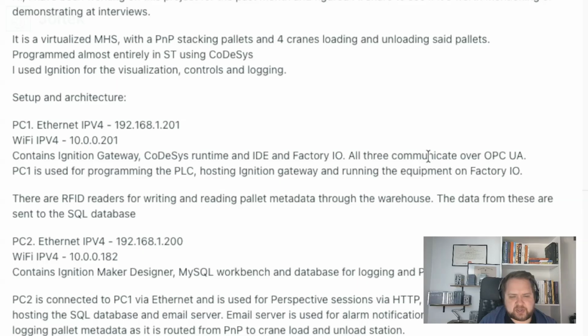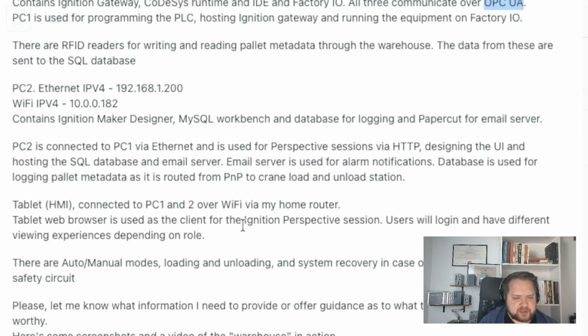He's talking about OPC UA protocols, how he's getting and passing data from the CODESYS instance and Ignition, I'm assuming. He talks about the architecture, tablet connected to PC1 over Wi-Fi via my home router. Tablet web browser is used as a client for Ignition Perspective session. Users will log in and have different viewing experiences depending on role. They're auto and manual mode. Please let me know what information I need to provide or offer guidance as to what to add, remove to make this worthy. Here's some screenshots and a video of the warehouse in action.